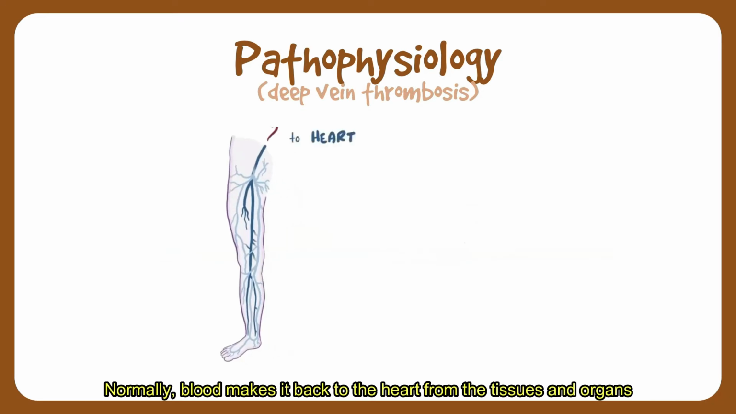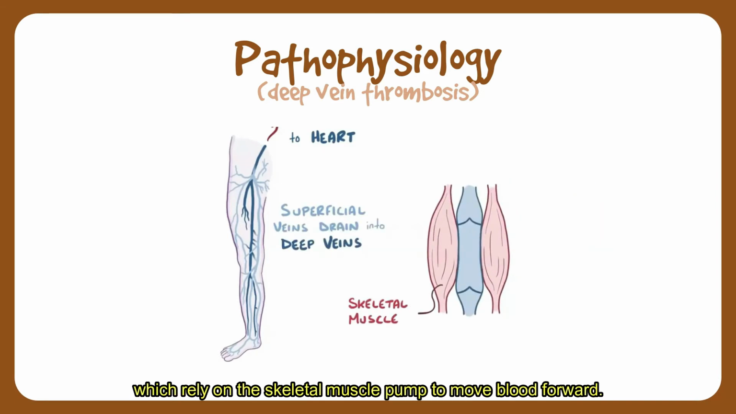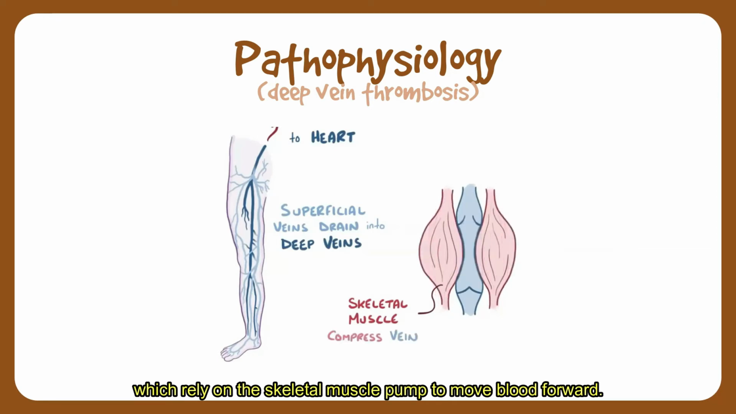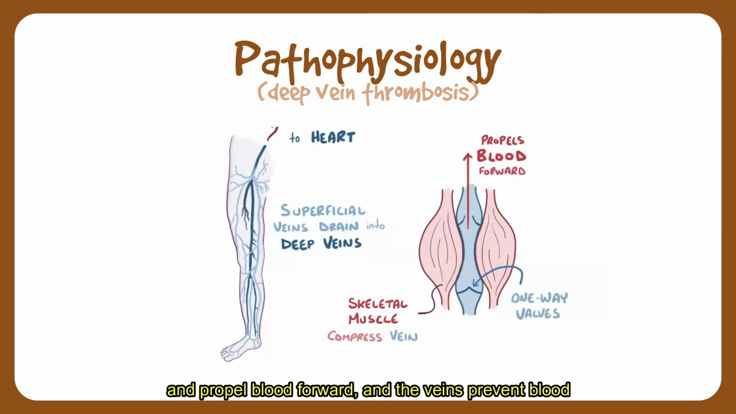Normally, blood makes it back to the heart from the tissues and organs via a network of veins that merge over and over. Superficial veins drain blood into deep veins, which rely on the skeletal muscle pump to move blood forward. The surrounding skeletal muscles compress the vein and propel blood forward, and the vein prevents blood from moving backwards by using one-way valves.